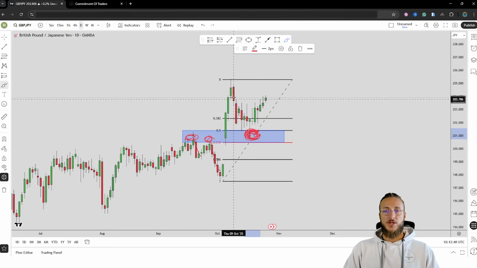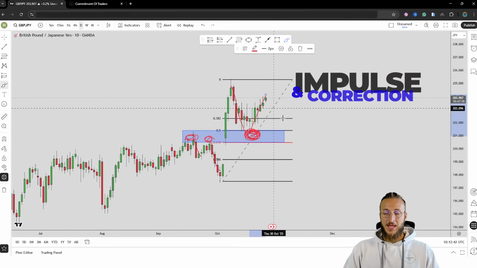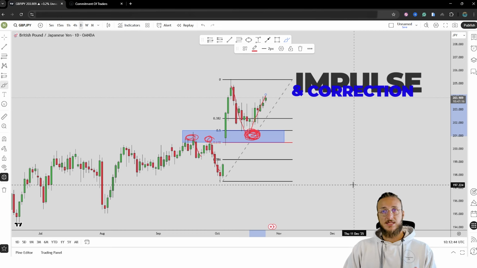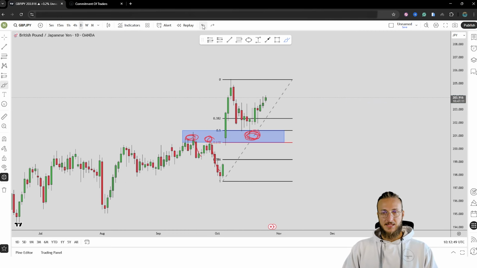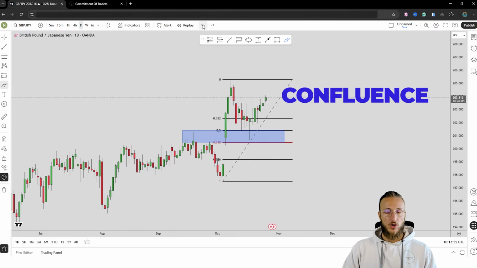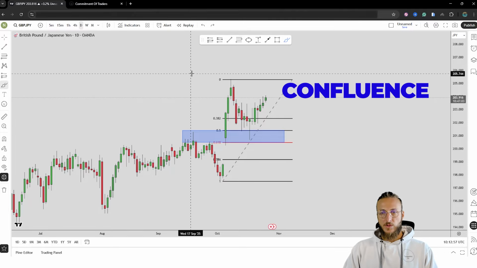So you have an increased probability of seeing a correction to this area and then the rejection to the upside. And in this case, that is exactly what happened. And actually, in most cases, that is exactly what happens. The market retraces to areas which have the highest level of confluence before then continuing higher.